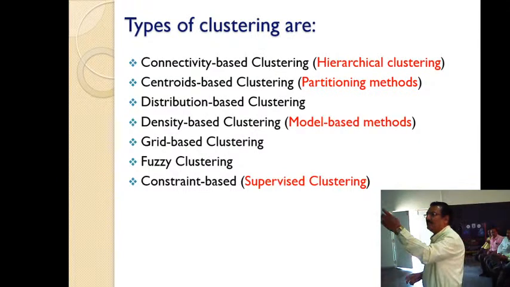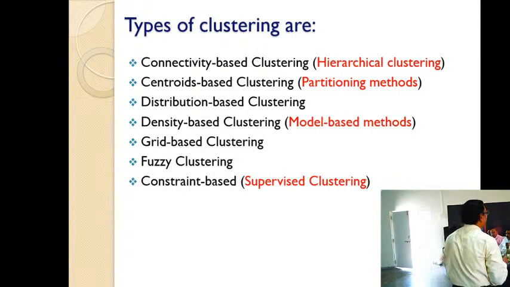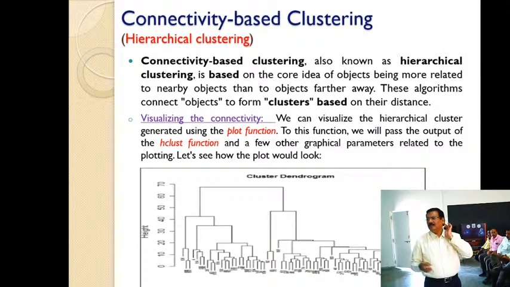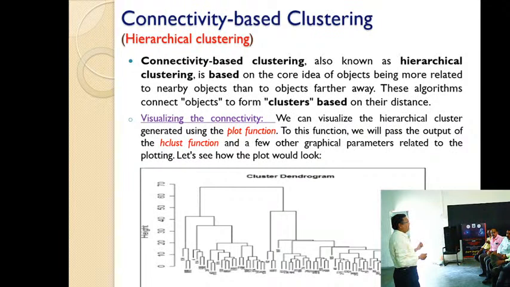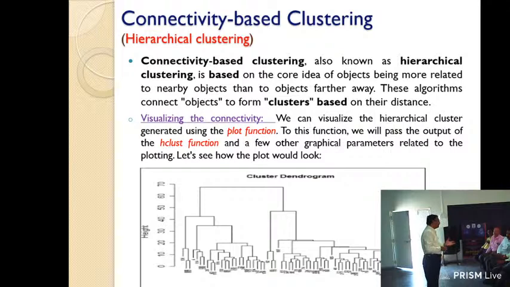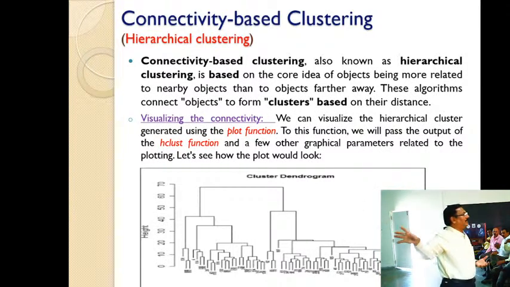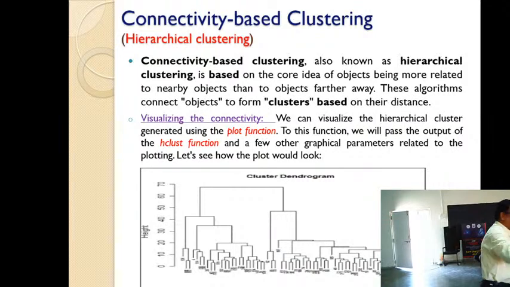Now, connectivity based clustering is one method. Partitioning method is there. Distribution based method is there. Density based clustering, grid based clustering, and fuzzy based. And lastly, you can have supervised clustering. These are the different clustering methods. I think nowadays engineering programs also have machine learning as one of the subjects. So these are very simple algorithms you can implement and try.